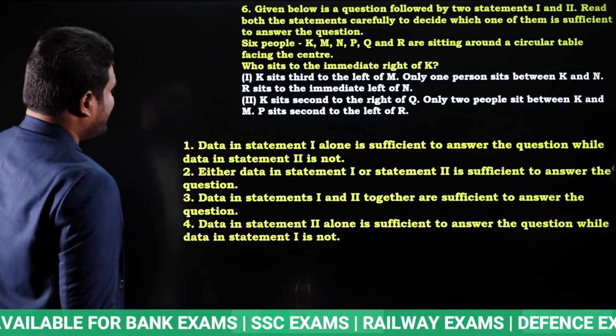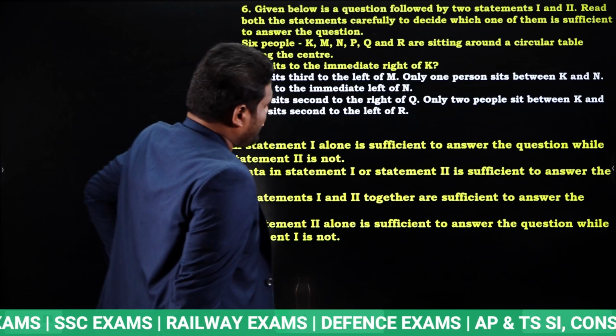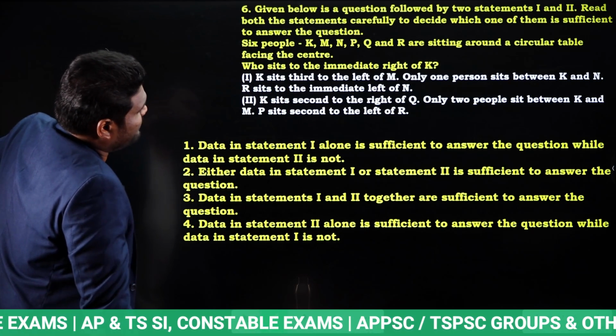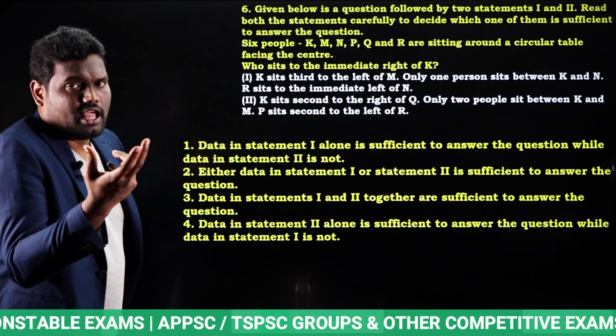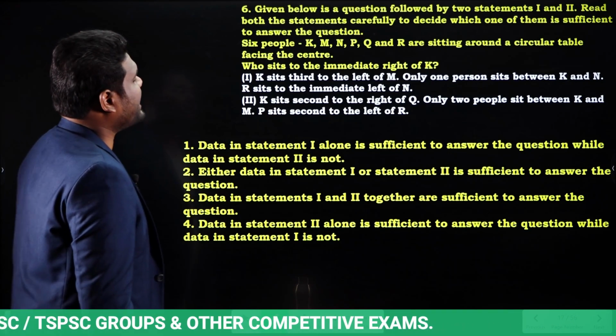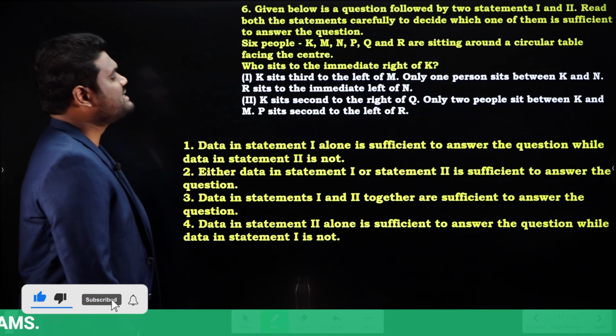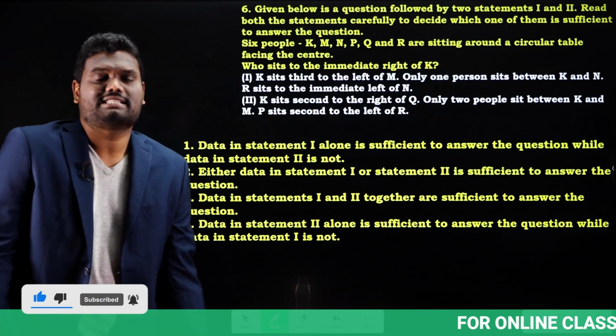Now the first statement: K sits third to the left of M. Only one person sits between K and N. R sits to the immediate left of N. So this is the first statement. Next one: K sits second to the right of Q. Only 2 people sit between K and M. P sits second to the left of R. This is the second one.